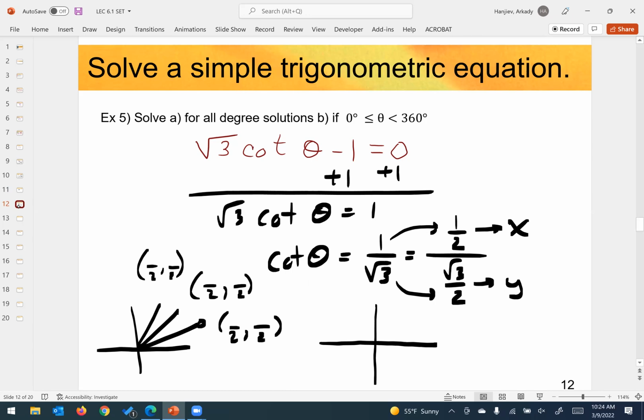The only thing to think about is that it only works with tangent and cotangent. That's the only time it works. The reason is that when you define y over x, the r is gone, right?